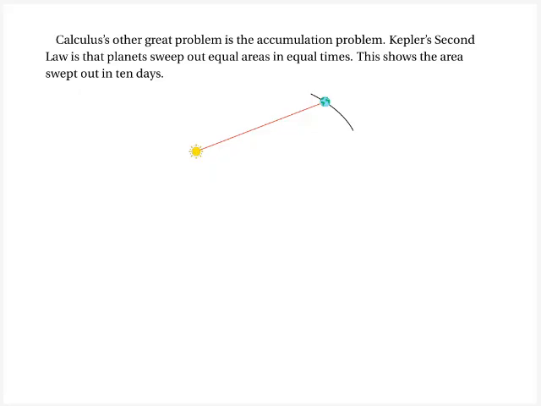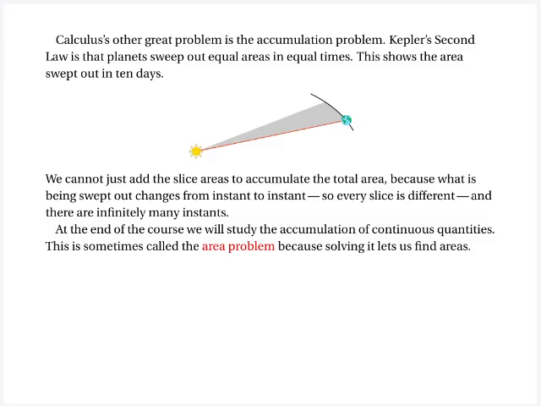Calculus's other great problem, so what's left in the course, 1/3 or 1/4 of the course, is the accumulation problem. Kepler's second law says that planets sweep out equal areas in equal times, so I drew a planet sweeping out an area in 10 days. We can't just add those little slices to accumulate the total area, because what's being swept out changes from instant to instant. So every slice is differently shaped, and there are infinitely many instants.